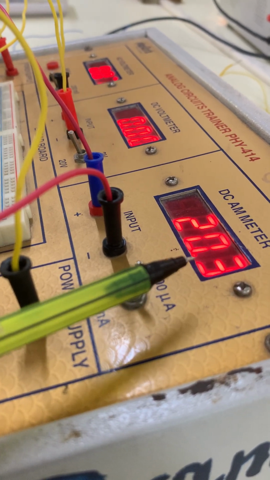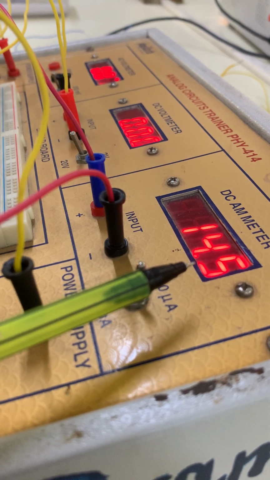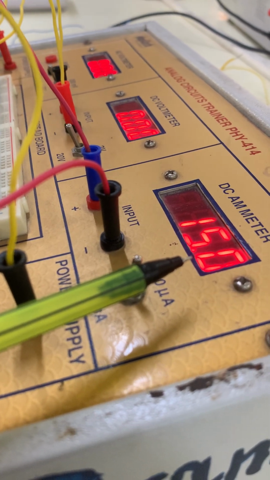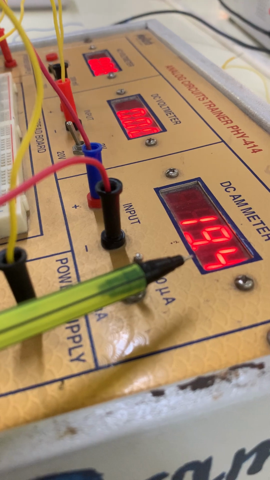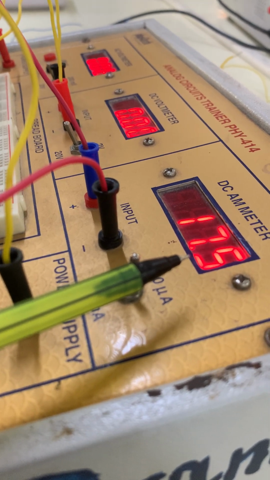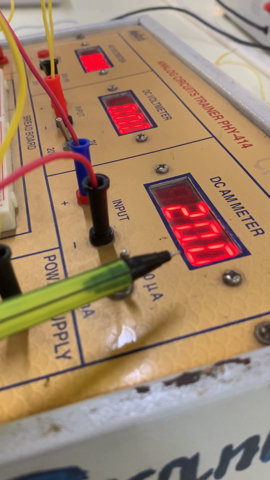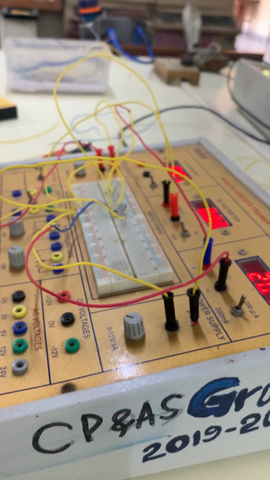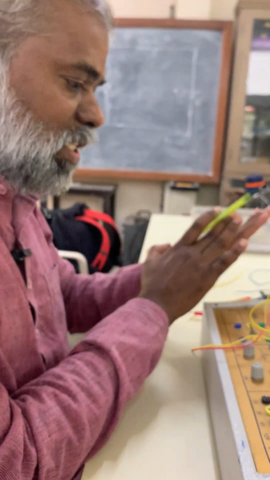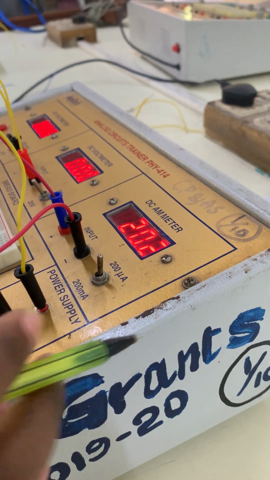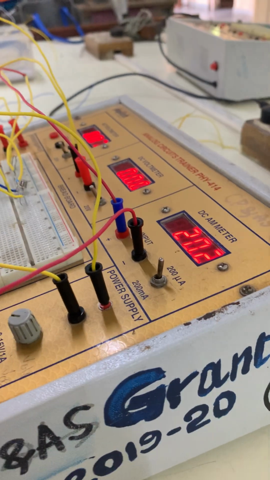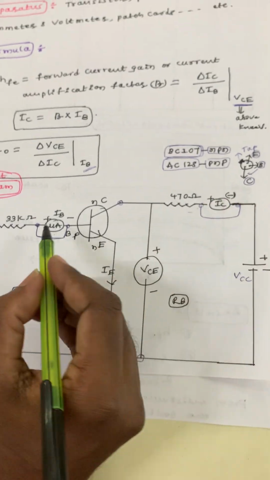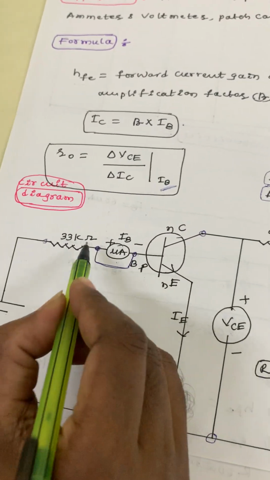So 20 microamps once you have set, maybe it reads 19.4 or 20.1, so about 20. Once you have set it, the IB current is fixed at 20 microamps. The upper range is micro, and the lower range is milli. Right? Now, once this is set, you have to see the current IB, and the current meter you have to remove here.